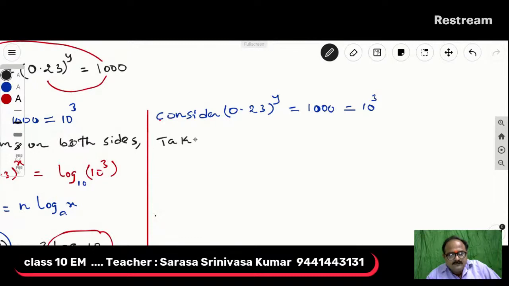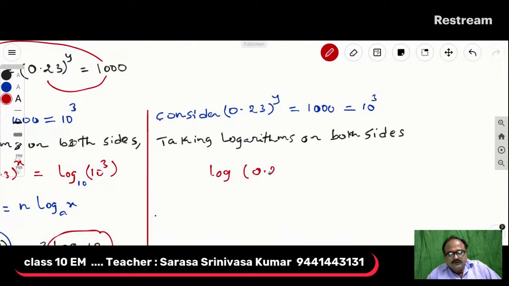we get log 0.23 raised to the power of y to the base 10 equal to log 10 to the power of 3 base 10.